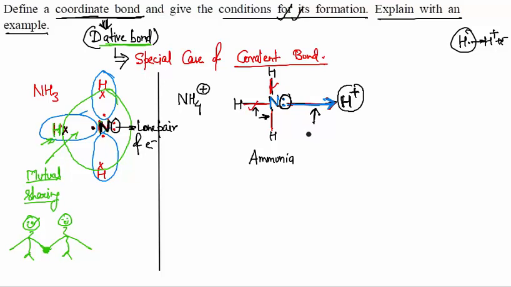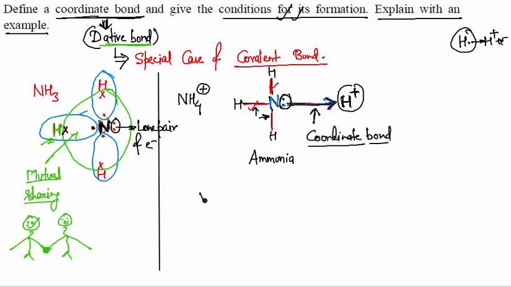And this bond is called as what? Coordinate bond. Okay, coordinate bond. And it is also called a dative bond. So the symbol for this coordinate bond is what? This arrow. This arrow is the symbol for this coordinate bond.